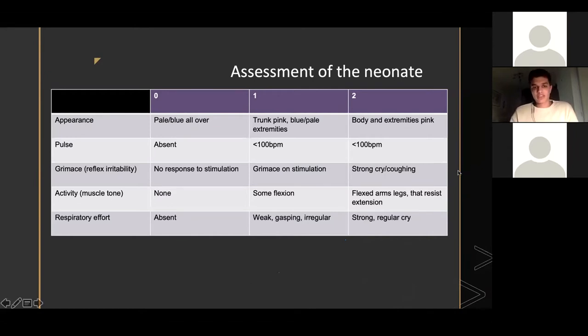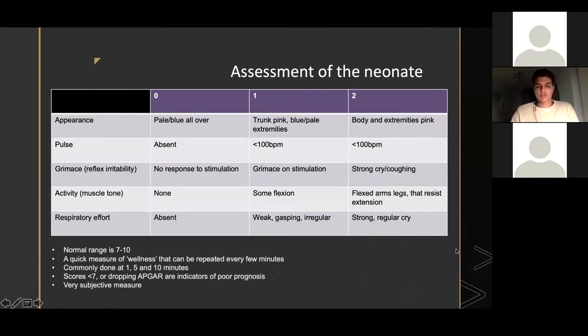So you add these up, okay? For each category, you add it up, giving you a maximum score of 10 and a minimum score of 0. A minimum score of 0 is really bad news. Obviously, it's a very subjective score, okay? So your normal range is sort of 7 to 10. 7 to 10, you're not really worried. Some babies naturally might need a little bit of encouragement with their respiratory effort, or their heart rate might take a little bit of time coming up, but they are breathing well. That can just be natural variation. But you need to just have this as a quick measure of wellness.